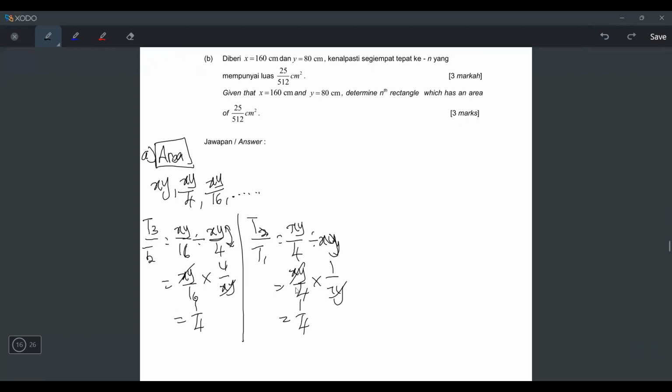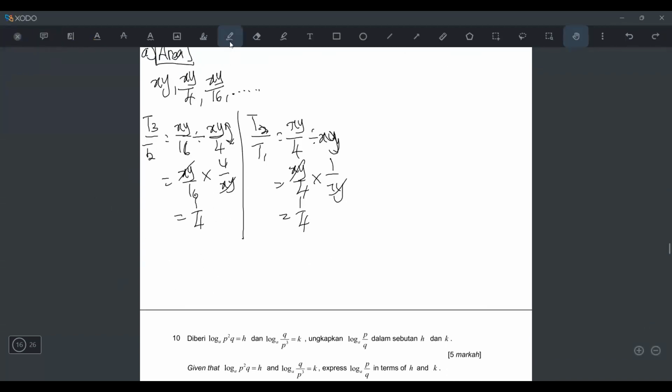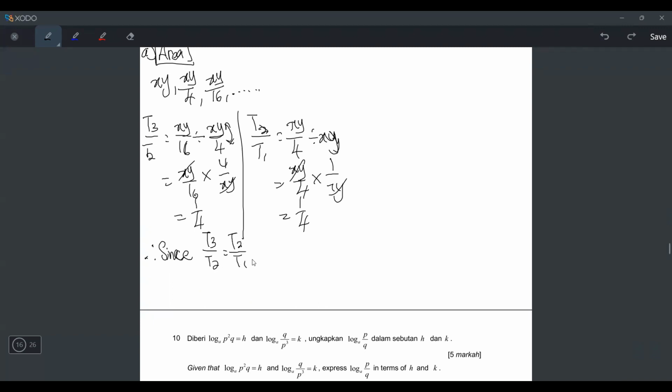Can you see this value and this value are the same? So we can say that it's a geometric progression. So, since T3 divide T2, okay, sorry, T3 divide T2 is exactly the same value as T2 divide T1, the area of the rectangles form a geometric progression. Okay, geometric progression.